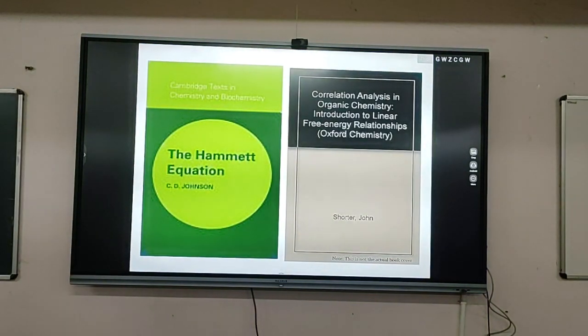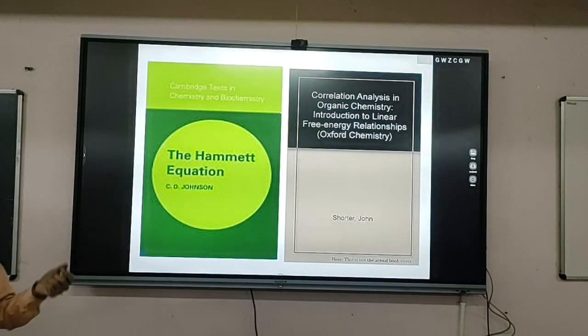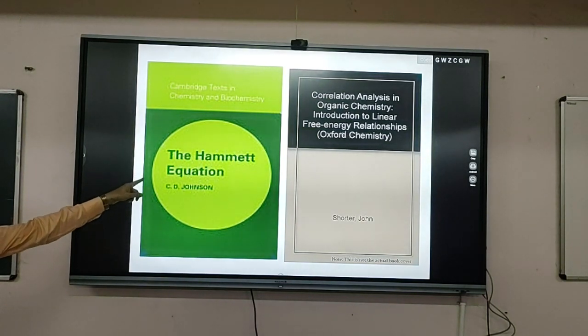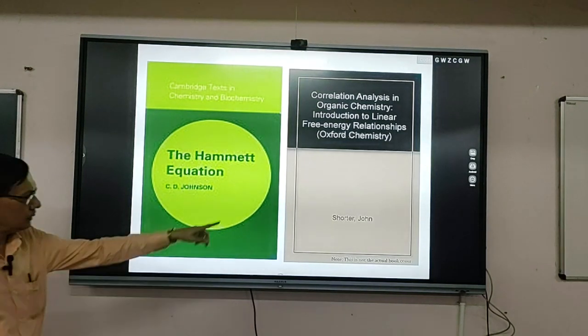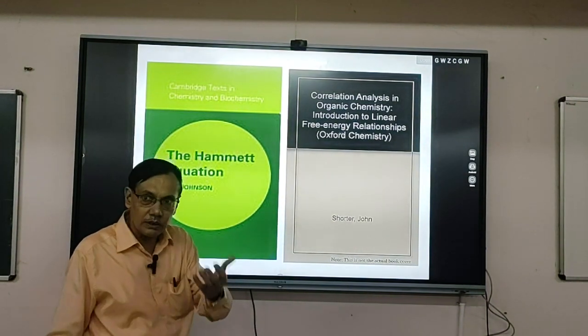Now, fortunately, there are two very important books. You see, that whole book is based on that Hammett equation. I have the Xerox copy of that book, the Hammett Equation by C.D. Johnson, very good book. And another book is also available in the library.